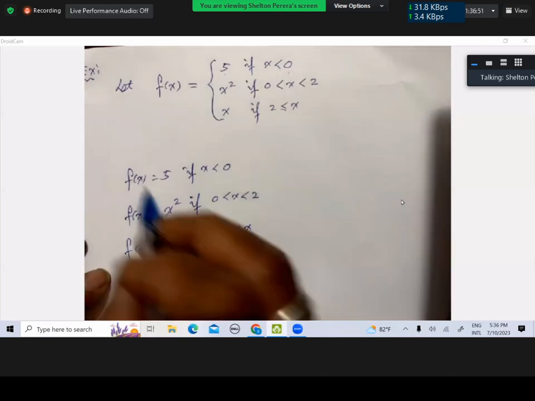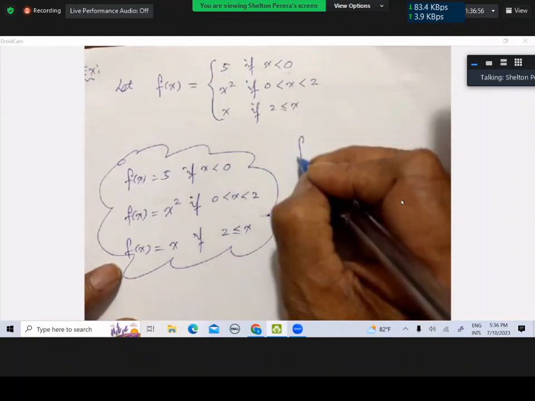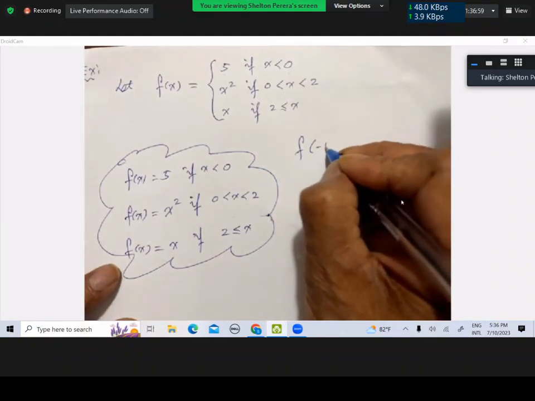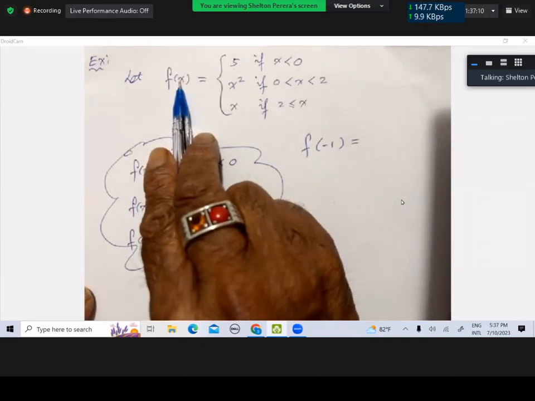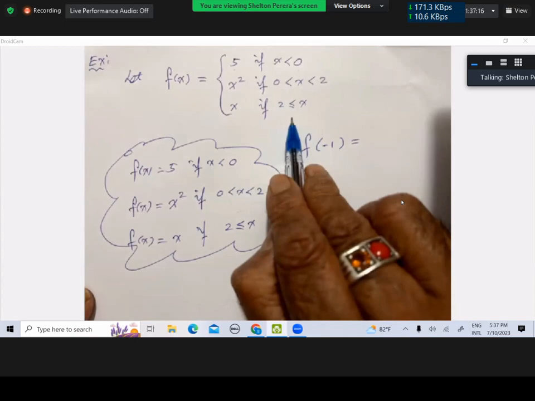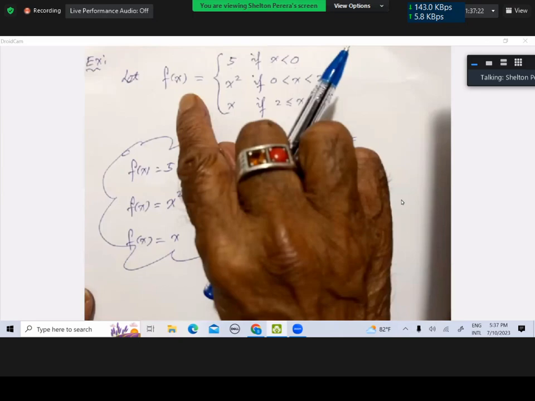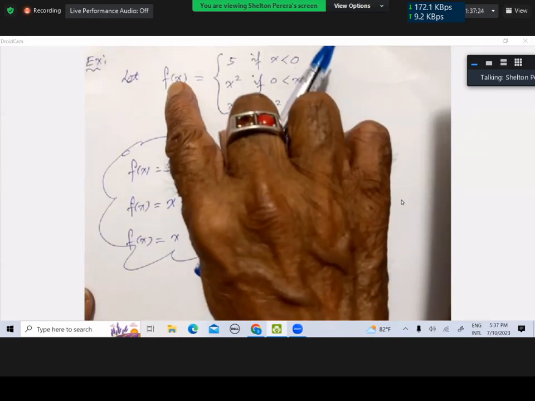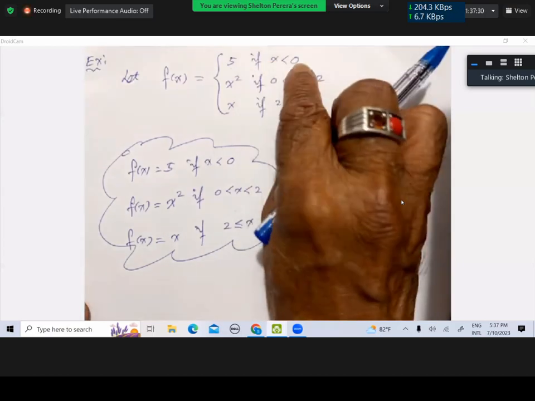Tell me this. What is f of minus 1? Put in the chat, please. F of minus 1. Negative 1. If you input -1 here, which piece should I take? This or this or this? -1 here means x is negative. So output is 5. F of -1 is 5. Yes, I have an answer.